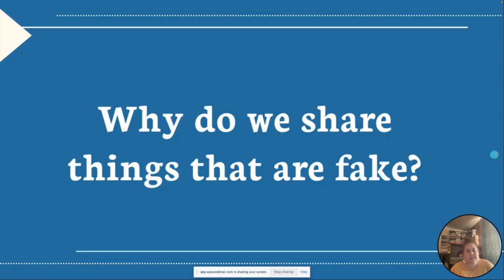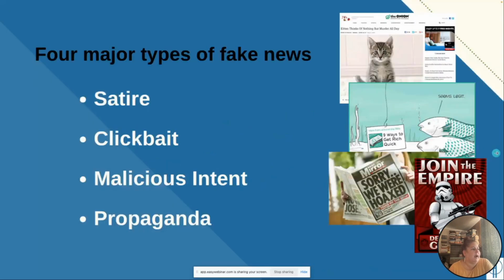So the first question I have is, why do we share things that are fake? I think we could all think about that for a second, and we kind of know. For most people, we share things because either A, we think it's true, or B, it elicits some kind of reaction or emotion, right? Mostly everything on the internet is emotion driven, right?